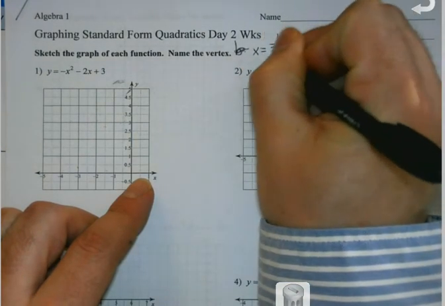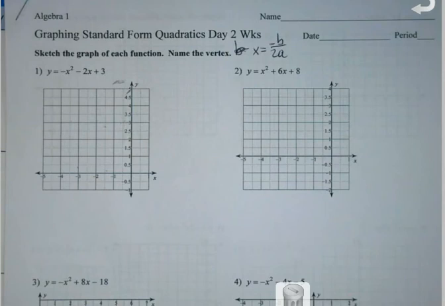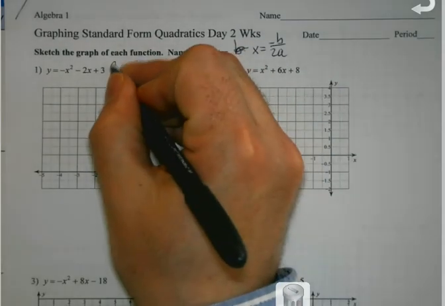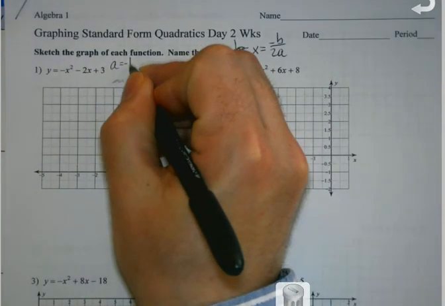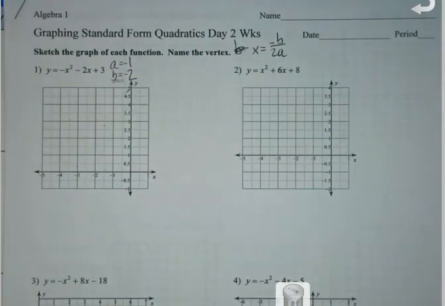To find the x value, I'm going to do negative b over 2a. So when I'm doing that, of course, I need to know what my a and what my b values are. And this is going to be the only part where I have to do calculating. So we'll keep life pretty simple that way.